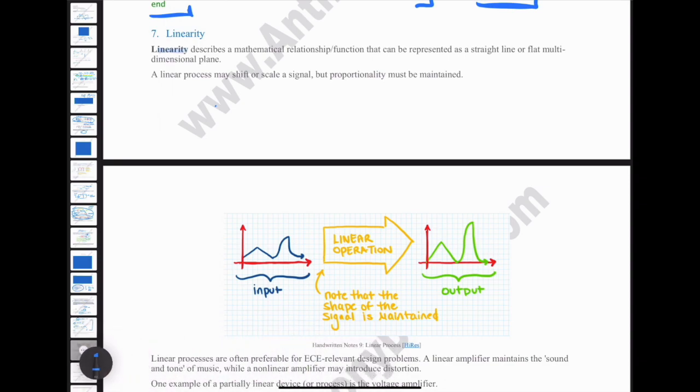Linearity describes a mathematical relationship or function that can be represented as a straight line or a flat multidimensional plane. And the same characteristic descriptor, linear, that we use for a mathematical system can be applied to any physical system which is represented or modeled using a linear function. So a linear process may shift or scale a signal, but proportionality must be maintained.